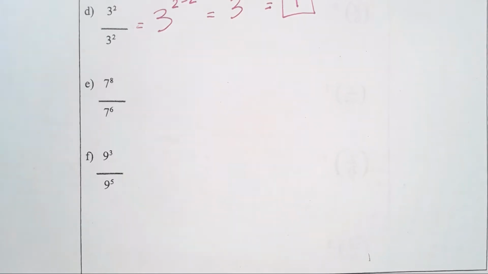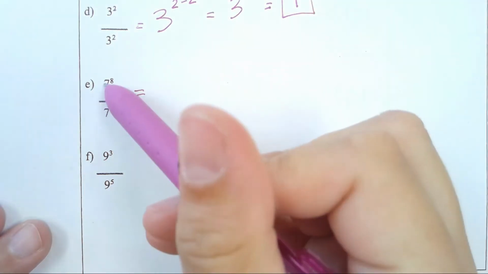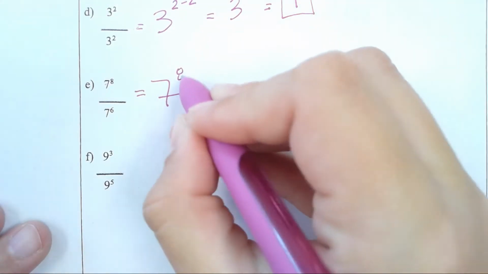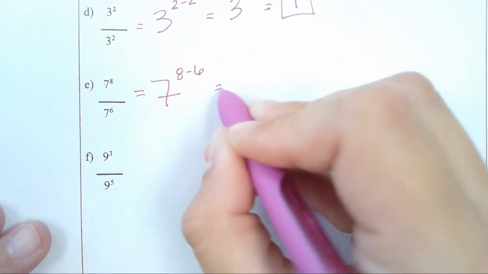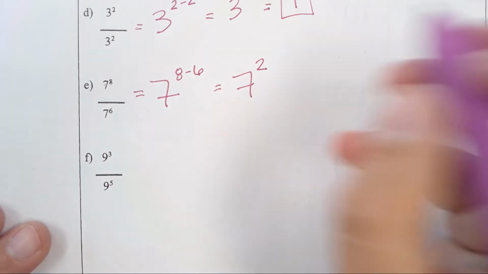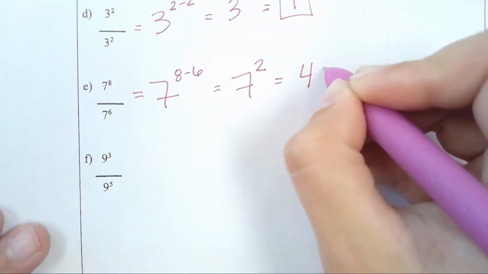Alright, so you guys should be done with E and F, so let's see if you did them correctly. For E, your base was 7, and then you are dividing with exponents, so you should subtract them. So 8 minus 6 gives you 7 to the power of 2. And 7 squared equals 49.